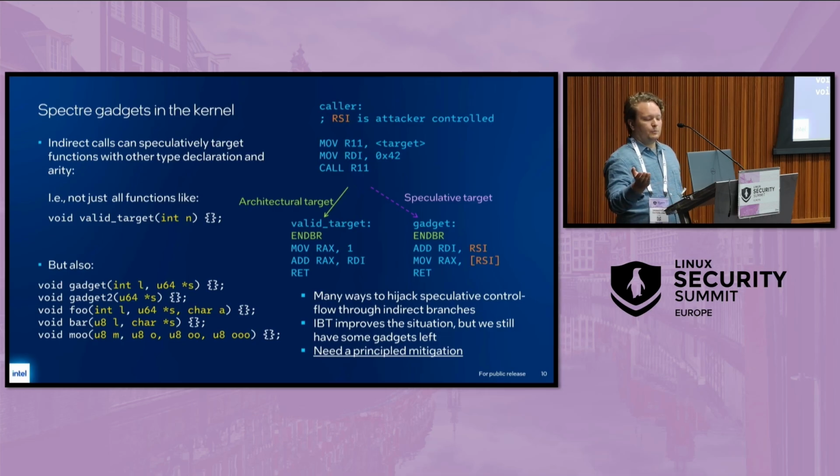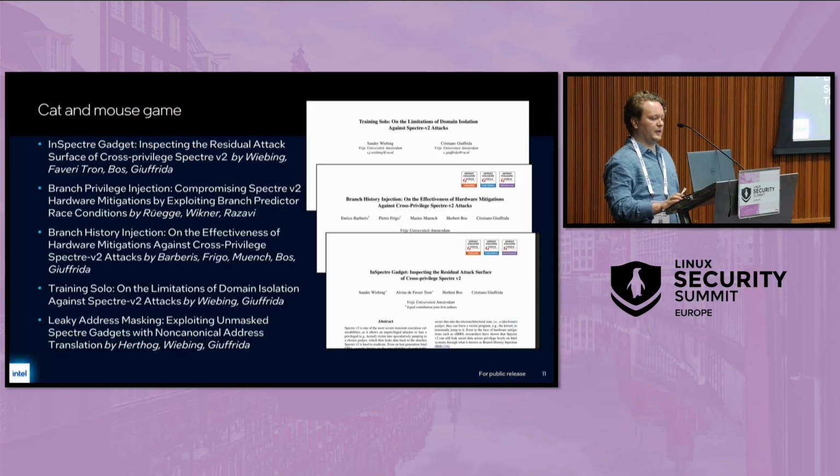So basically, there are many ways to hijack speculative control flow through indirect branches. There's been a bunch of ways to exploit it and a bunch of mitigations. IBT improves the situation significantly, but as I showed you here, there's still a bunch of gadgets left, right? If you can just pick any function from the kernel, it's a big attack surface to choose from. So we need some kind of principled mitigation to at least limit the amount of gadgets available for an attacker in the kernel.